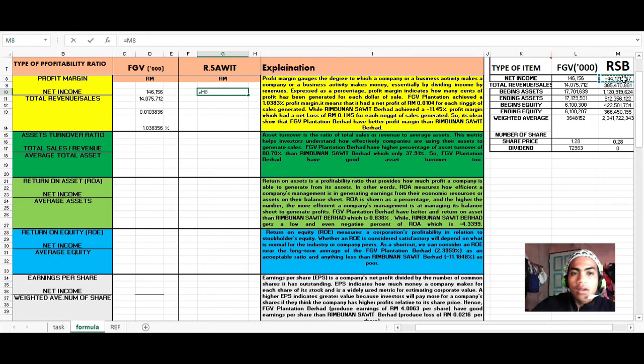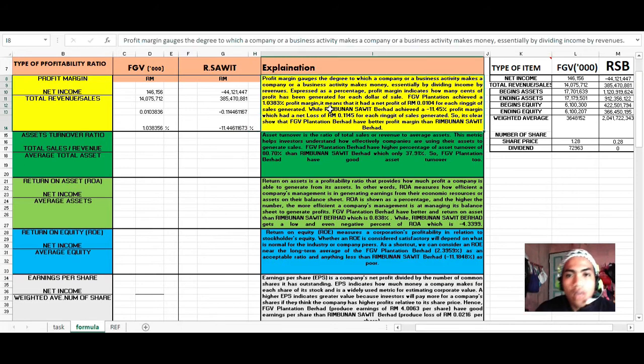For RIMBUNAN SAWIT, we have a net loss, and total revenue is 38 million, and then we divide it. Net income divided by total revenue, and we get a negative. We times 100, and then we get negative 11%.